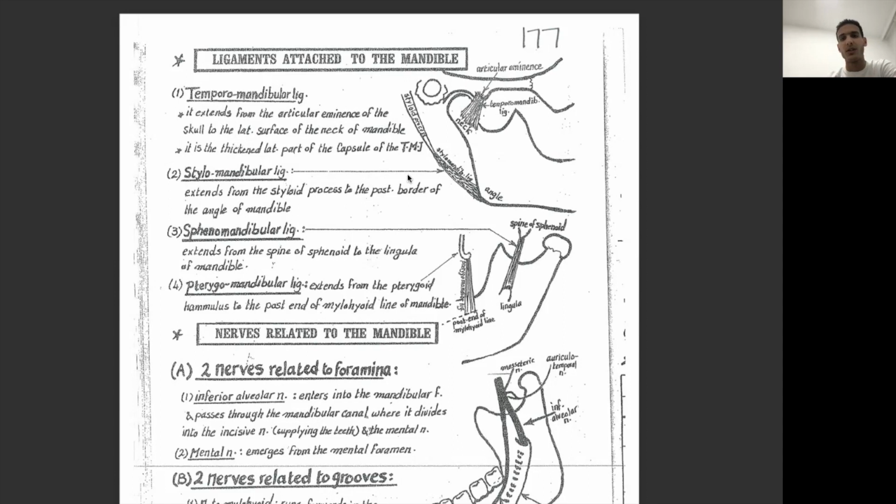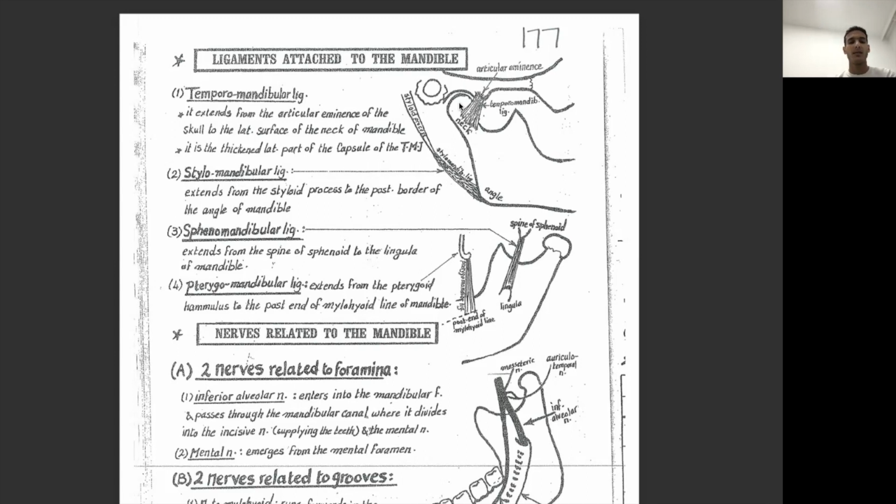Stylomandibular ligament: the stylomandibular ligament goes from the styloid process, stylo, to the angle of the mandible. It extends from the styloid process to the posterior border of the angle of the mandible. So from the styloid process to the posterior surface of the angle of the mandible. This is one of the main ligaments that allows for the stabilization of this joint.